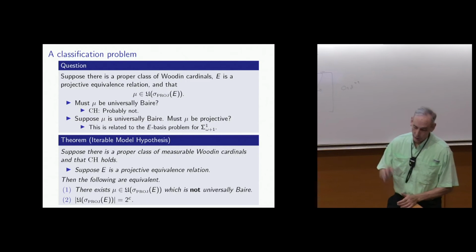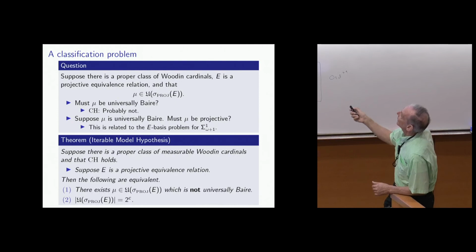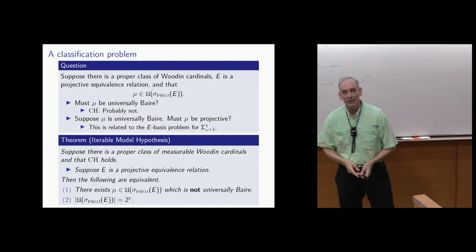This is just when you try to prove the E basis theorem for sigma 1 omega plus 1, you end up in a situation not with a proper class of Woodins, but you end up in the situation where you have one of these measures, it's universally Baire in the universe that you're in, you have global projective determinacy. So that's got to be an unusual object, and maybe it can't exist. Maybe it has to be projective, in which case I get the basis theorem.